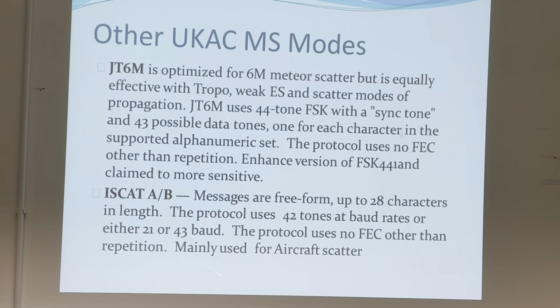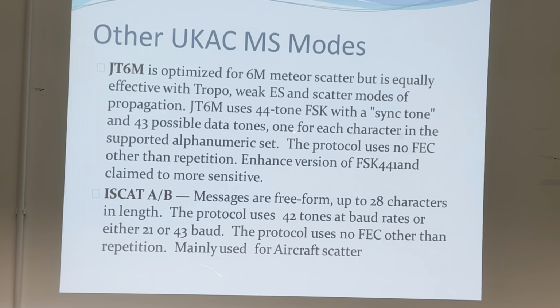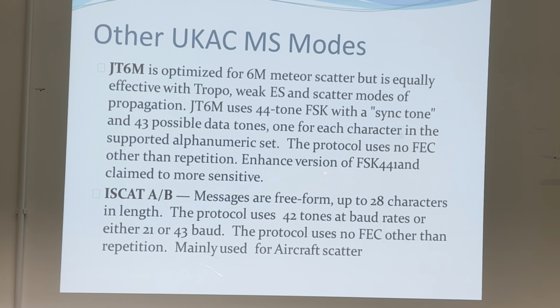The other modes I've included because these are the other two that are used in the UK ACs. JT6M was originally optimised for 6 meter scatter. It's an improvement on FSK441, a later version. It's got some sync tones. It sends a sync tone every third character, so it's quite slow. It doesn't have any forward error correction, and like I said, it's an enhanced version of FSK441. It's claimed to be more sensitive, right?